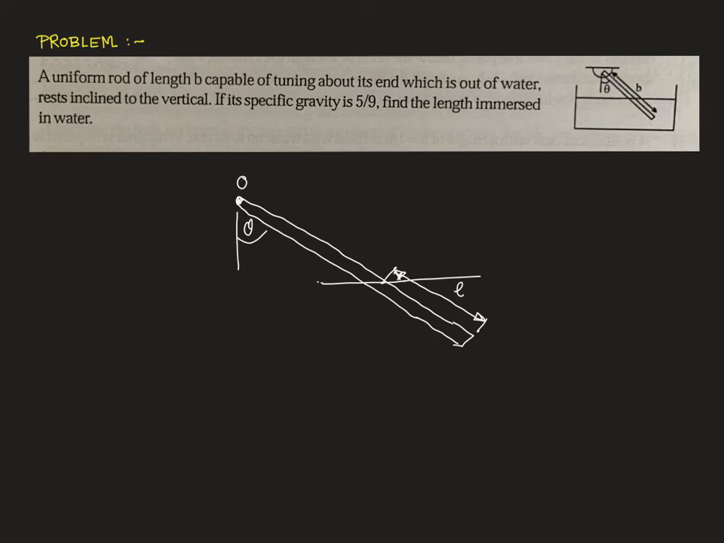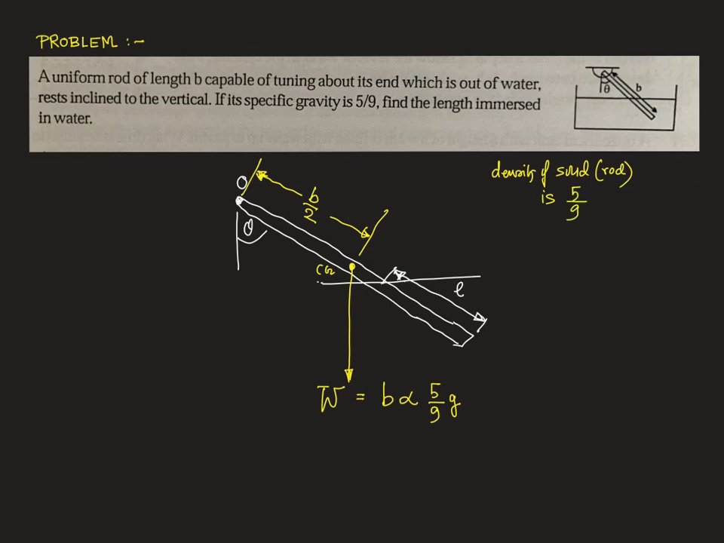Okay, now the center of gravity is at the midpoint. So the total length is b. So from O, the distance of the center of gravity CG is b/2, and through this the weight acts downwards. So the weight is equal to b, the length, into alpha, into, let's calculate all this in the CGS system, into 5/9 into g, because in the CGS system the density of the solid of which the rod is made is 5/9 gram per cc.